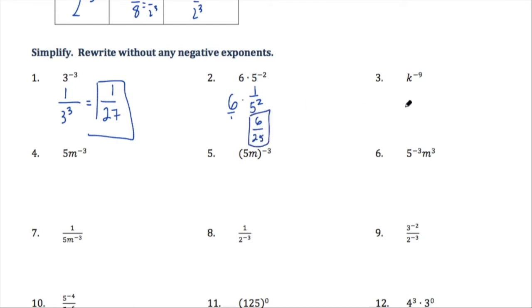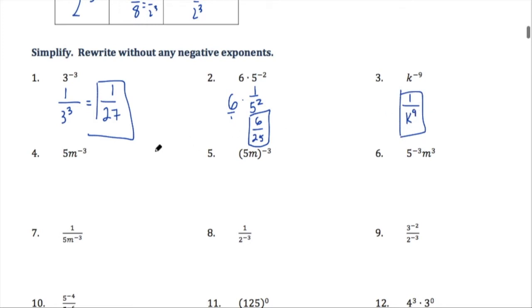And there's our answer. If we just have a variable, k to the negative 9, as we did before and as our rule stated, that's going to be 1 over k to the positive 9. Can't simplify that any further, but now it has a positive exponent, so we like that better.